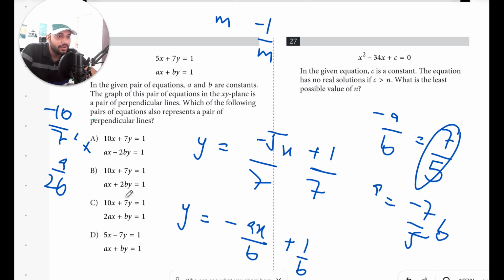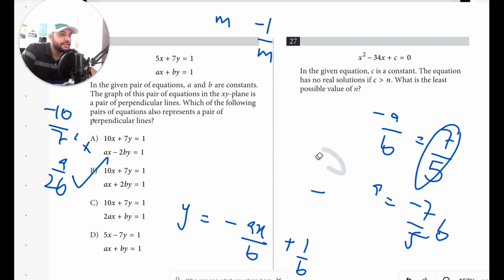Option A is wrong. Option B, again the slope is negative 10 over 7 for the first equation. For the second equation, it's going to be negative a over 2b. So that's going to be 7 over 10. This is correct. Option B is correct, because the first equation has negative 10 over 7 and this has 7 over 10. Option B is correct.